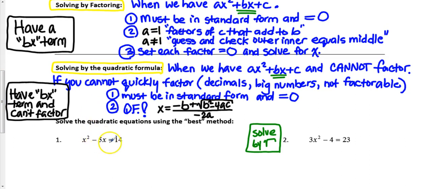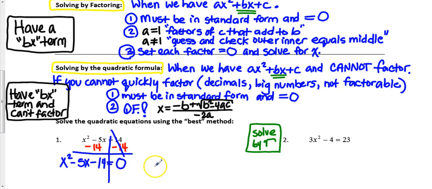So let's check. This is not set equal to 0 yet. To get this set equal to 0, what has to move? That 14 needs to move. It's a positive 14, so I will subtract 14 from both sides. There are no like terms here, which is okay, so I get x squared minus 5x minus 14 equals 0. So we've accomplished the first step where it says it has to be in standard form, highest power to lowest, and equal to 0.